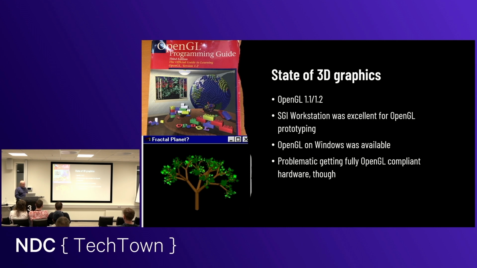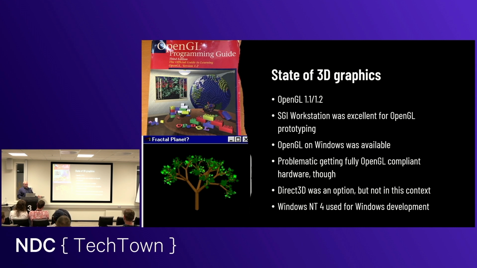I had OpenGL on Windows, but it was really hard getting fully compliant hardware and also getting the code to work exactly the same on the platforms. So OpenGL was an option for 3D, but of course I can't go to the Silicon Graphics machine with that. So I used Windows NT4 with a graphics card to work on Windows.